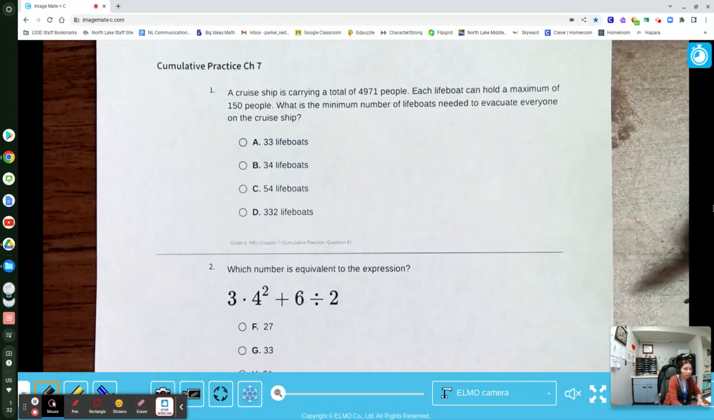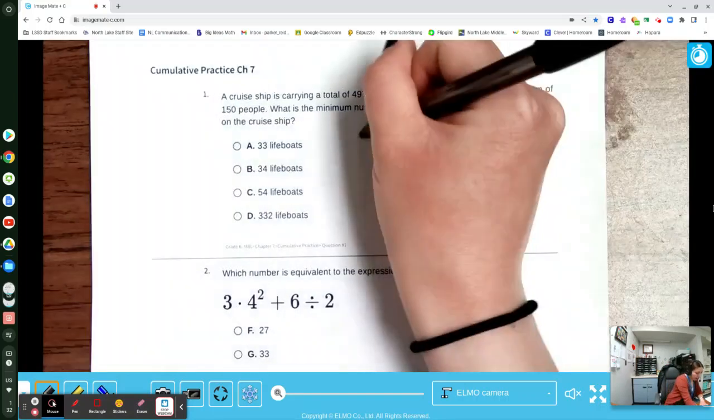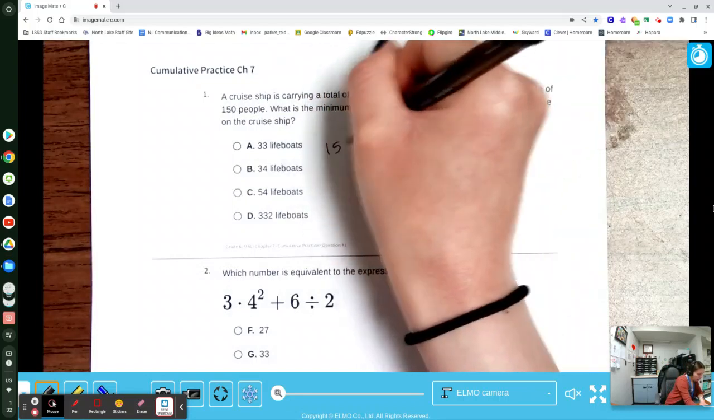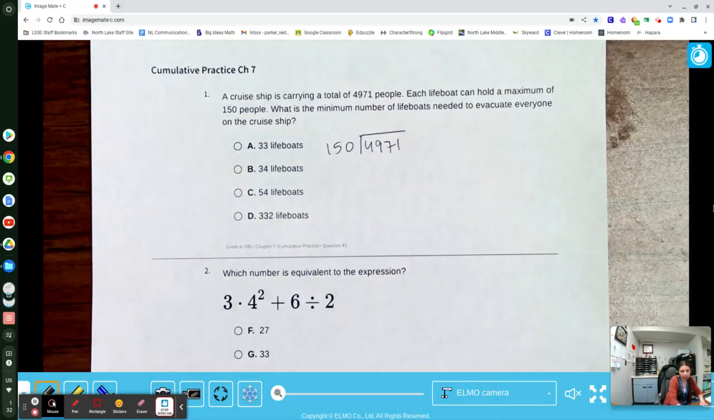Number 1, a cruise ship is carrying a total of 4,971 people. Each lifeboat can hold a maximum of 150 people. What is the minimum number of lifeboats needed to evacuate everyone on the cruise ship? Well, what I'm going to do is divide the number of people by the number of people per boat, and that should tell me how many boats I need.